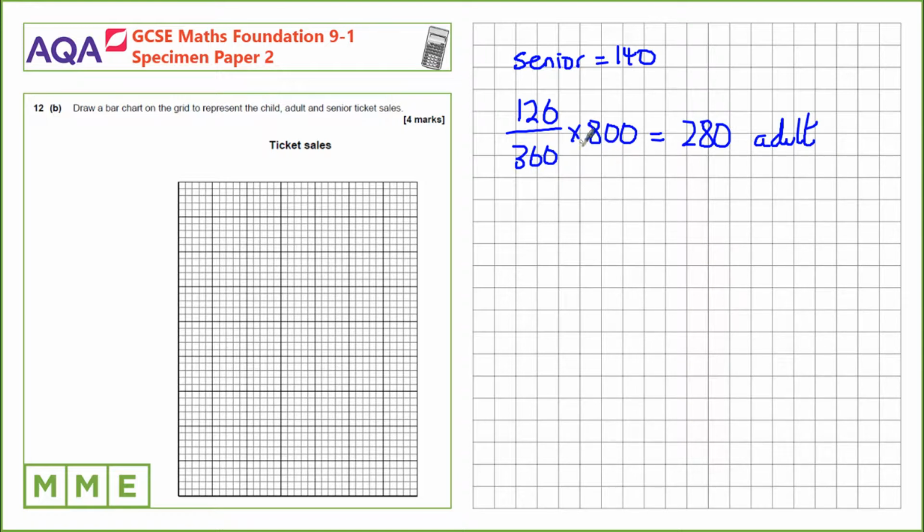Same for the child tickets. We can either find 171 over 360 and then multiply by 800 again, or we can take these two away from the 800 total sales. Either way, we get 380 child tickets.